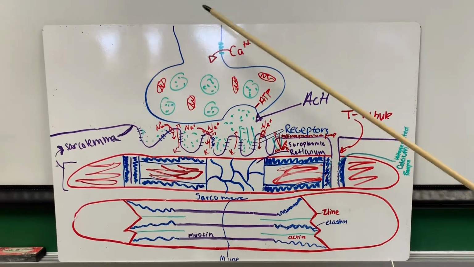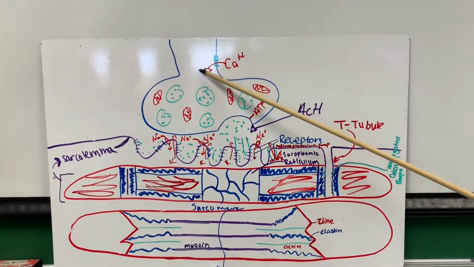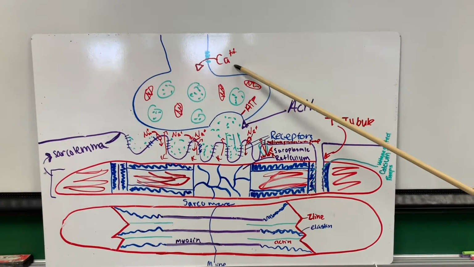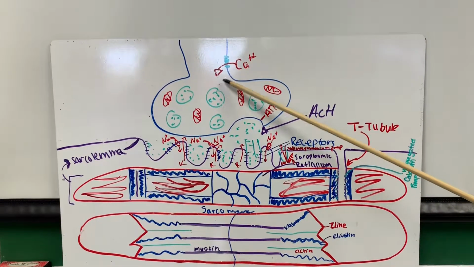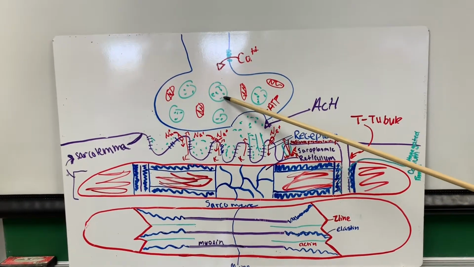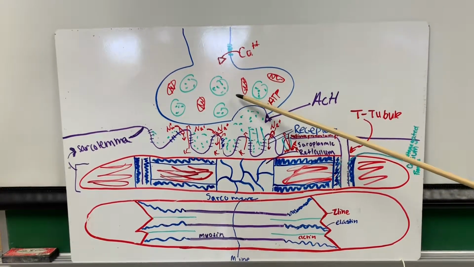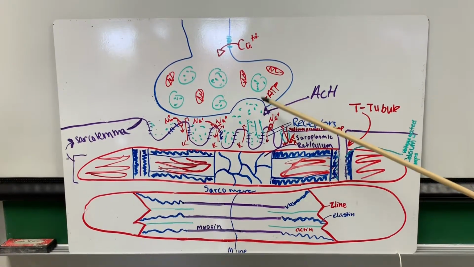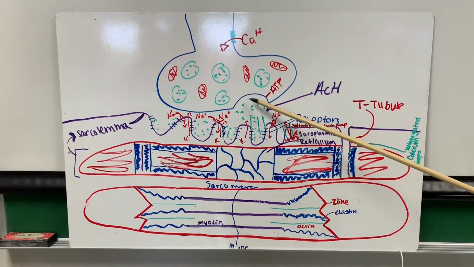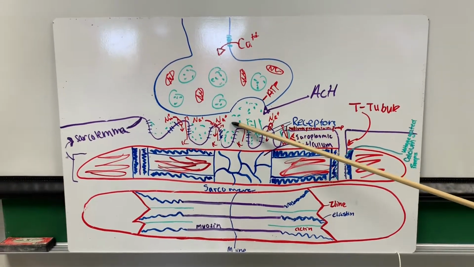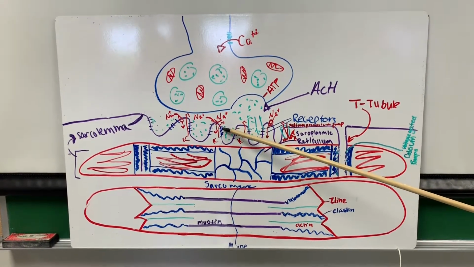To begin, the action potential comes down the axon, which calcium flows in through channels, and the acetylcholine vesicles come to the end of the axon terminal and are released by exocytosis with the use of ATP. The acetylcholine comes through the synaptic cleft and binds to receptors on the sarcolemma.